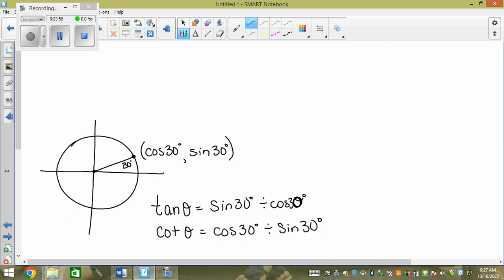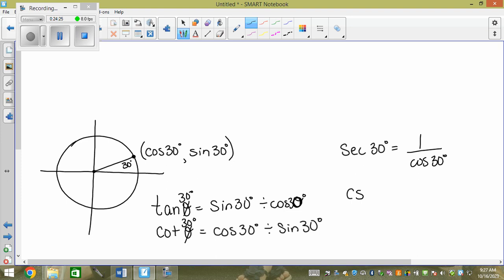Cos 30 is the first fraction, sine 30 is the second fraction. Tan 30 is sine 30 divided by cos 30. Cotan 30 is cos 30 divided by sine 30. How do I get secant of 30? On our formula sheet, what does secant say? 1 over cos of 30. So what does that mean? Find cos of 30 and flip it, correct? So instead of root 3 over 2, I would write 2 over root 3.